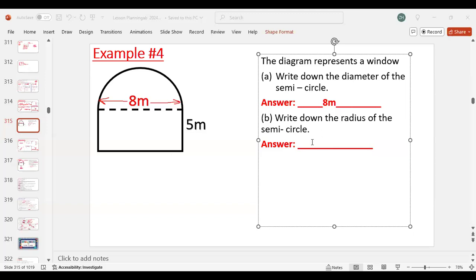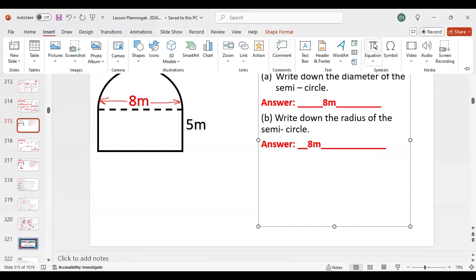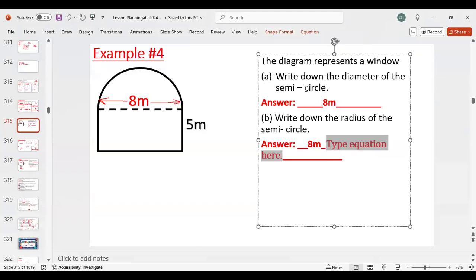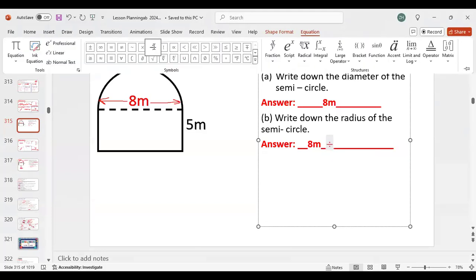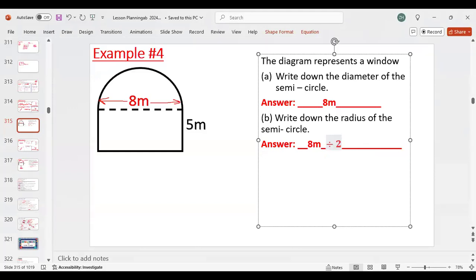Class, is he correct? Yes, sir. The radius is half. This is 4 meters. All right, so 8 meters divided by what? Divided by 2. So 8 divided by 2 is going to be what? 4 meters. So the radius is 4 meters, and the diameter is 8. So that's how we got that.